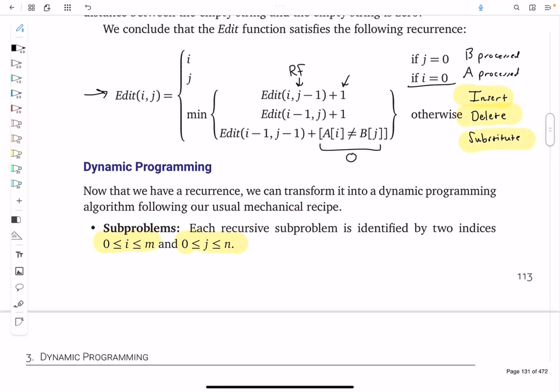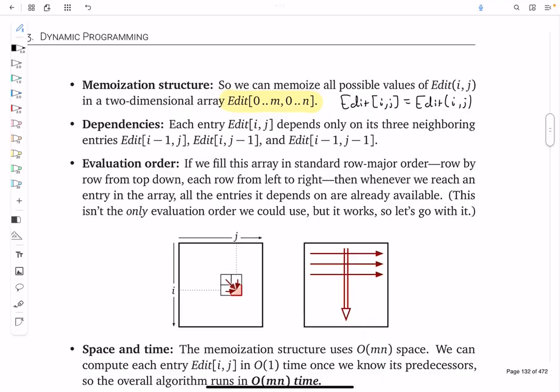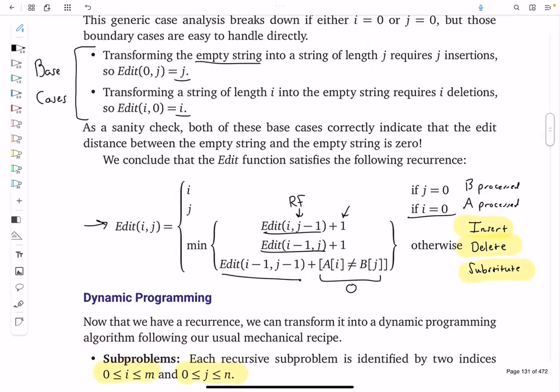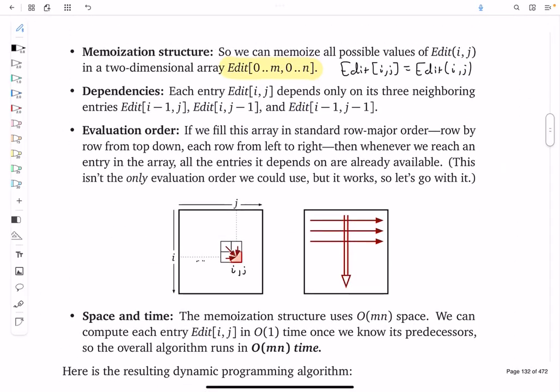Now for the dependencies, it's not too bad because we only depend on one item in each case. And if we draw these out, well, we have our ij entry. It depends on ij minus 1, which is the same row but previous column. And that's when we do an insertion. If we do a deletion, then we get this one.